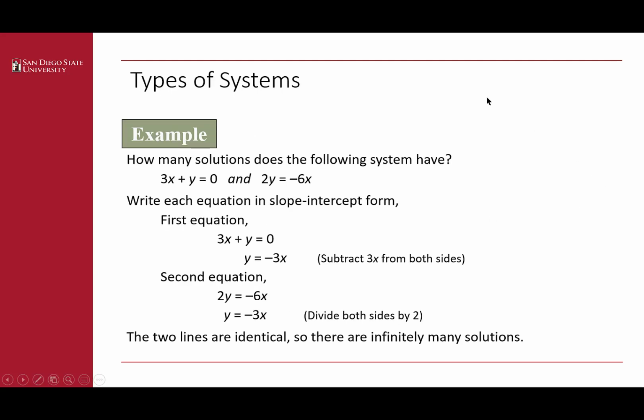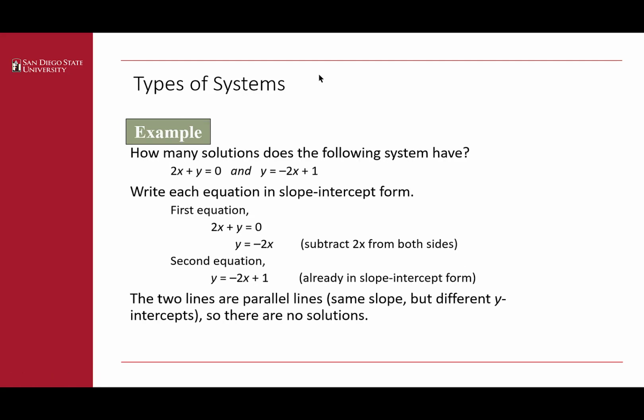Another question: how many solutions does the following system have? 3x plus y equals 0 and 2y equals minus 6x. The first equation becomes y equals minus 3x, and the second one becomes again y equals minus 3x. Then these two lines are identical, so there are infinitely many solutions.